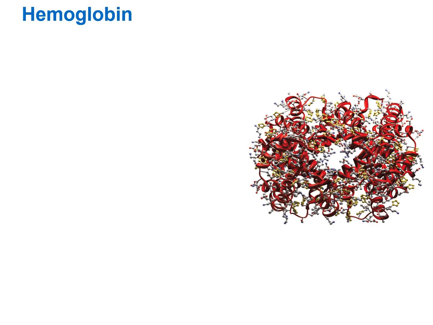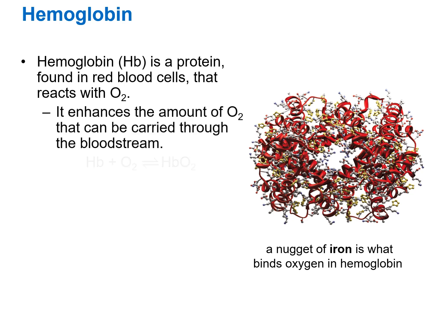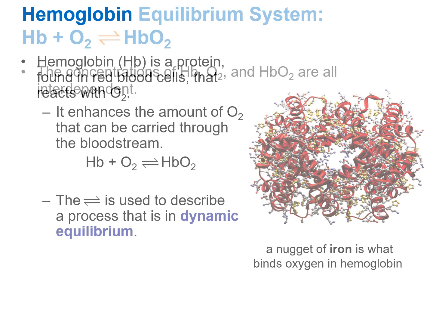So what's so special about hemoglobin? Well, it's a protein that we find in red blood cells, and its job is to carry oxygen. Within each one of these little protein loop-de-loops, there's a little nugget of iron that will bind to oxygen, and it's going to enhance the amount of oxygen that can be carried throughout the bloodstream. And here's a chemical equation that tells us about it. In the presence of hemoglobin and oxygen, we will create this other binding called oxyhemoglobin. That's what that's telling you.